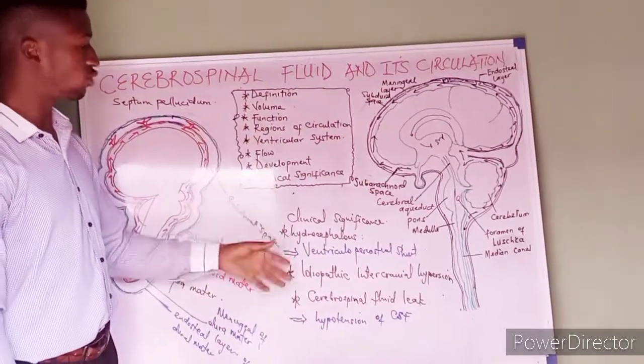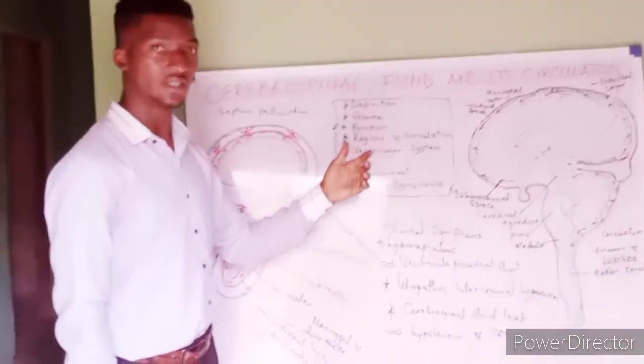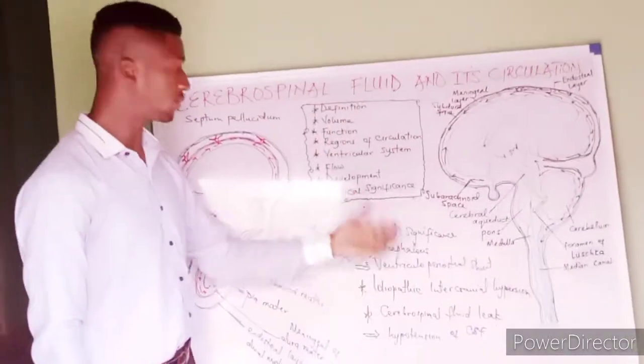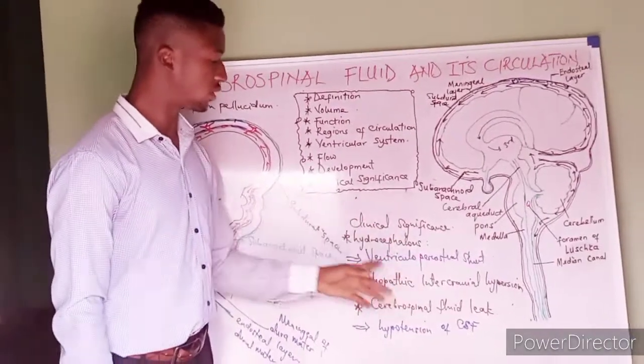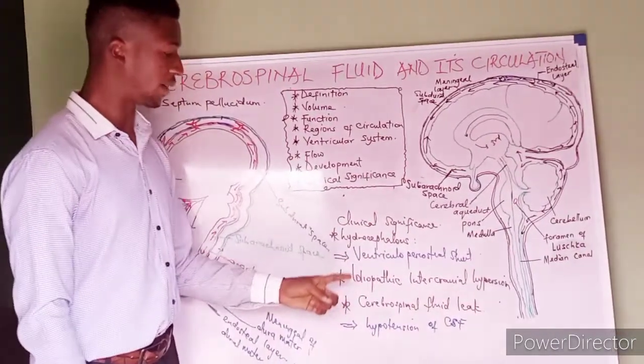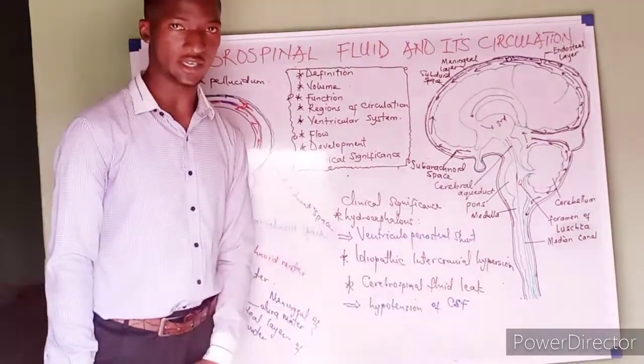Development is from the ectoderm. It develops along with the brain and the spinal cord. The clinical significance is based on hydrocephalus, idiopathic intracranial hypertension, and cerebrospinal fluid leak.